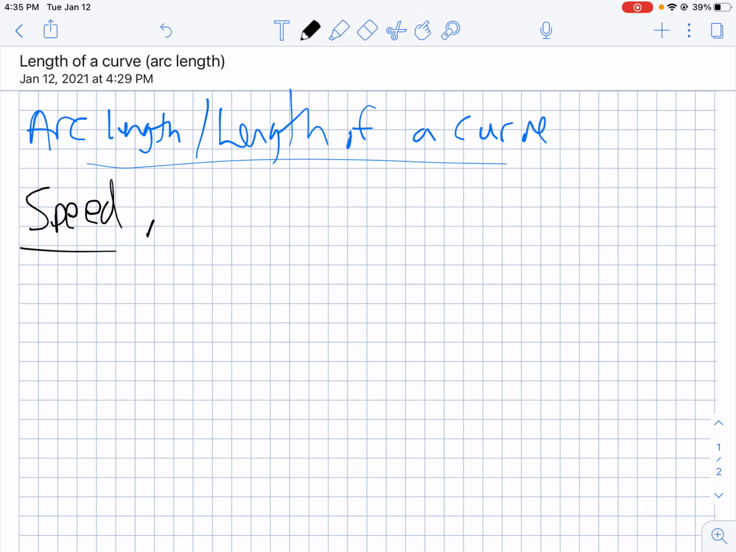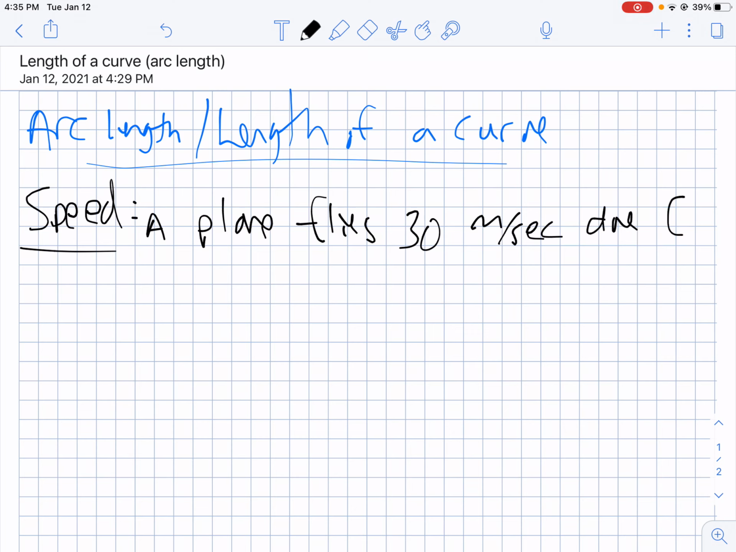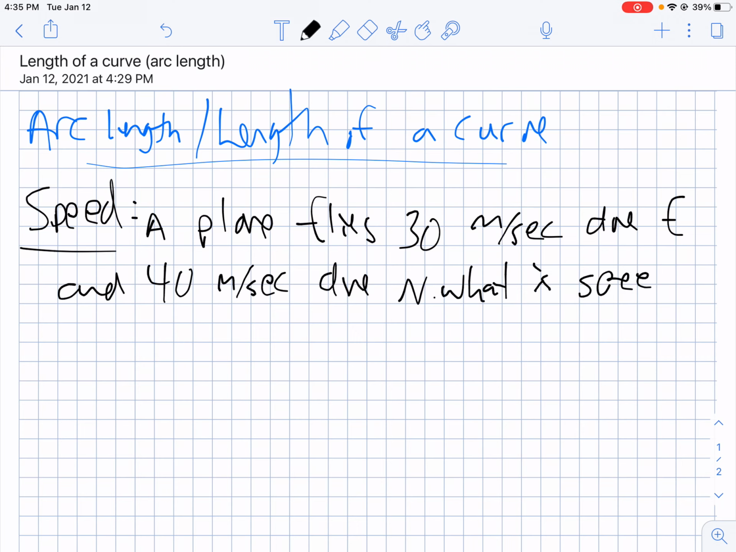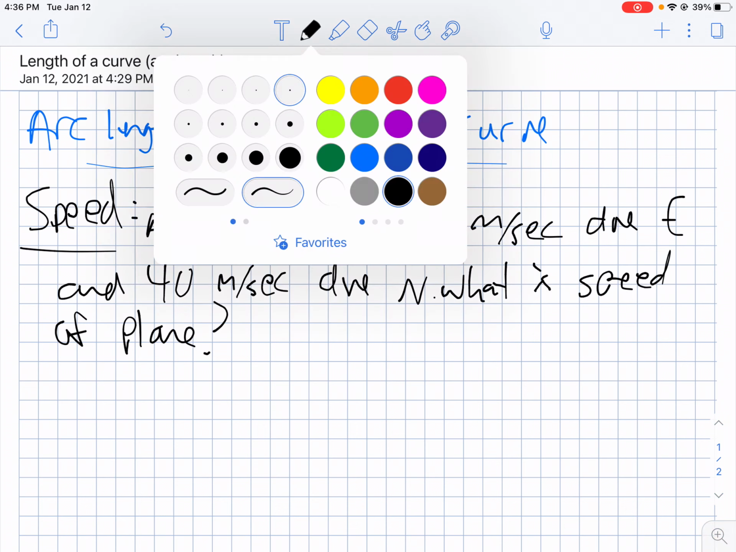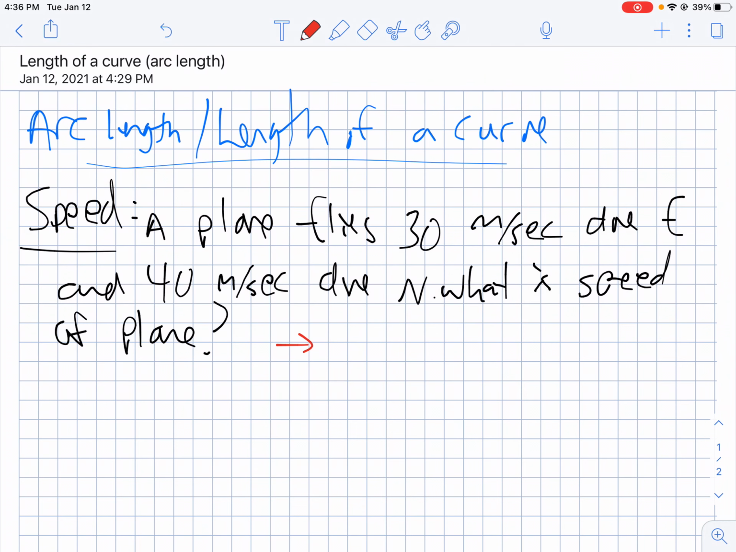Speed. So let's say we have a plane, and not the drug, right? This plane flies 30 meters per second due east, and 40 meters per second due north. What is the speed of the plane? In a sense, what they're asking you to find is the magnitude of this velocity vector.